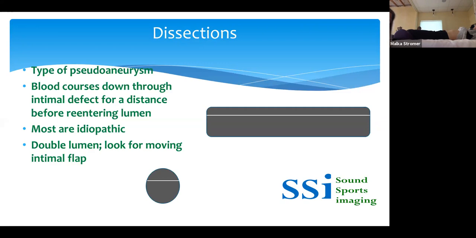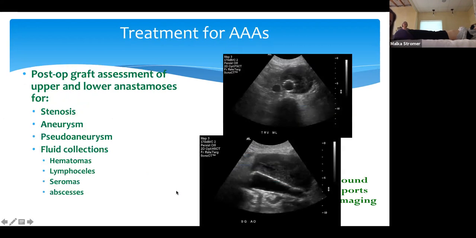Dissections are something else we can visualize. It's a type of pseudoaneurysm. And what we're looking for is what is described as a double lumen. And we can actually see potentially an intimal flap. So this would be a diagram of the aorta. And in a dissection, you would see an actual flap creating what appears to be 2 lumens. So this would be a long image and a cross section of an aortic dissection.